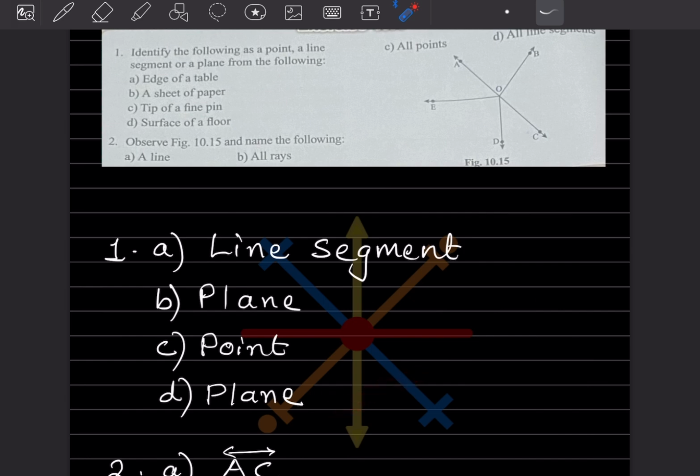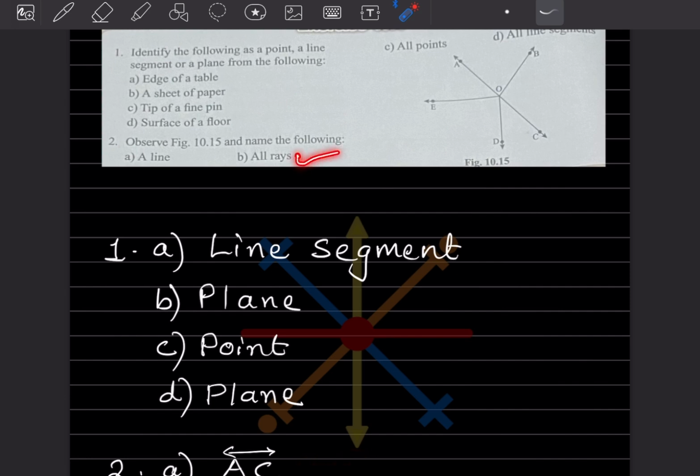Now let us see question number 2. Observe the figure, this is the same figure, and which is the line over here? Line, so you can see this is a line. So it is extending. So we can say the line is AC.